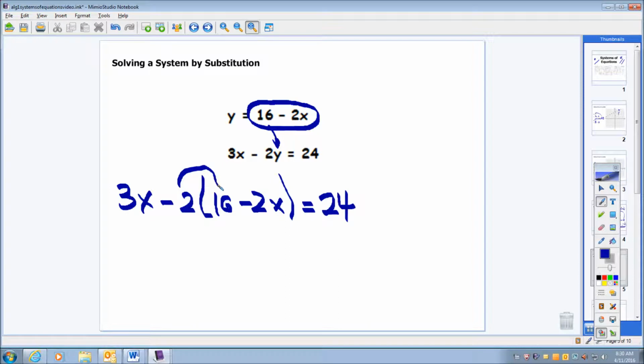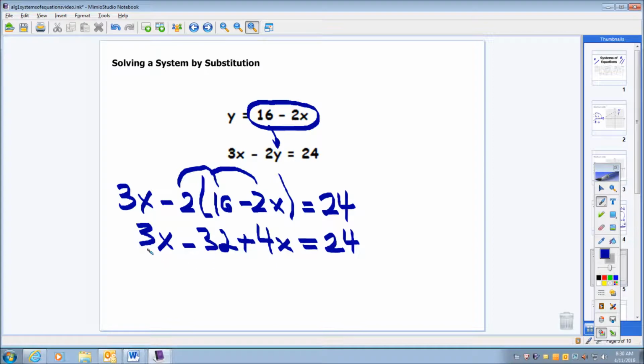So I'm going to distribute a negative 2. So what I'm going to have is 3x. Negative 2 times 16 is negative 32. Be careful, you've got a double negative here, so plus 4x. And all of that equals 24. So combine your x's. 3x plus 4x is 7x. I'm going to go ahead and add 32 to this side, and that's going to give me 56.